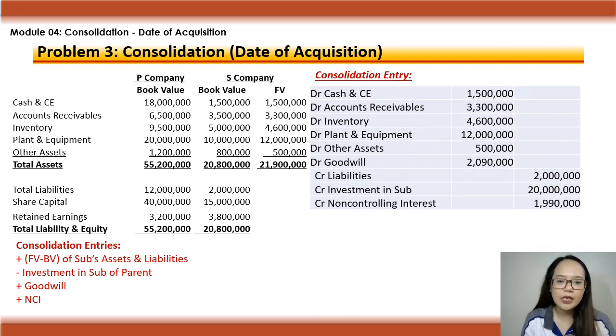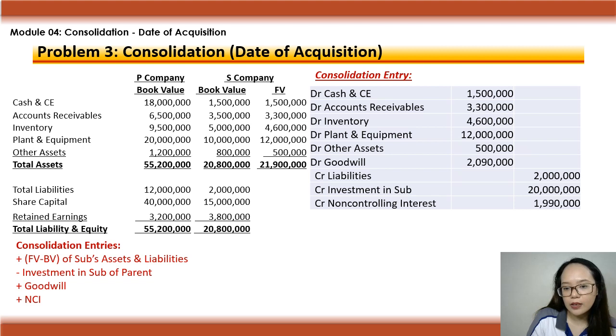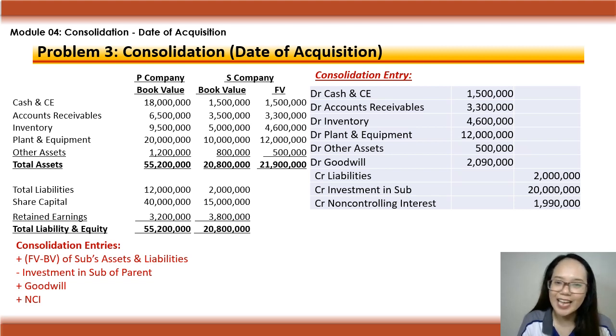So, ito, ang ginawa ko, straightforward na dinebit ko na at fair value yung net assets ni subsidiary. That will be fair value ng cash, AR, inventory, plant and equipment, other assets, and the liabilities of 2 million. Tapos, debit ka ng goodwill na compute natin kanina, 2,090,000. Credit ka ng non-controlling interest computed at proportionate share kanina, which is 1,990,000. Dapat balance yan. Check nyo na lang. Pero I think balance naman yun.